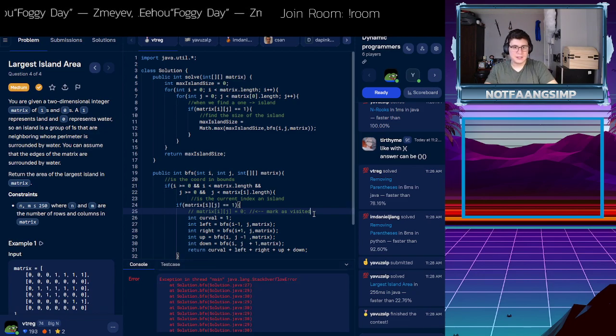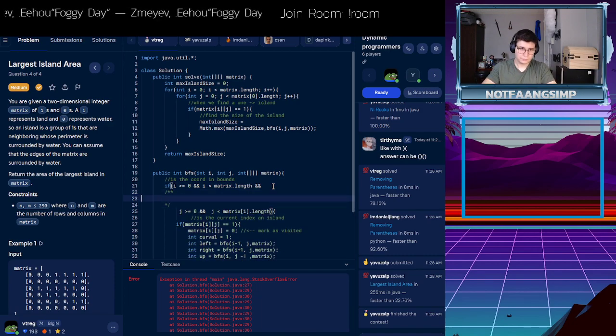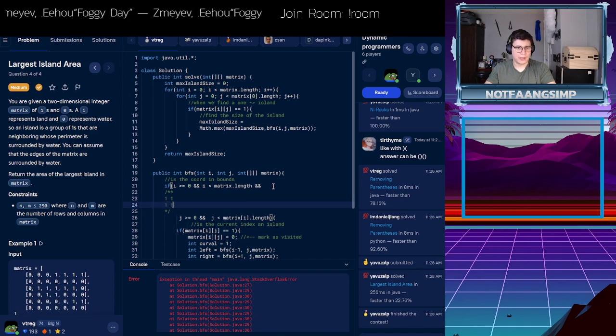So the reason we need this line so much is because it marks that spot on the graph as visited. Because if you think about having a matrix, where let's say we have a 2x2 matrix. We have a 1, 1, and then we have 1, and we have 1. And let's say we found this one.